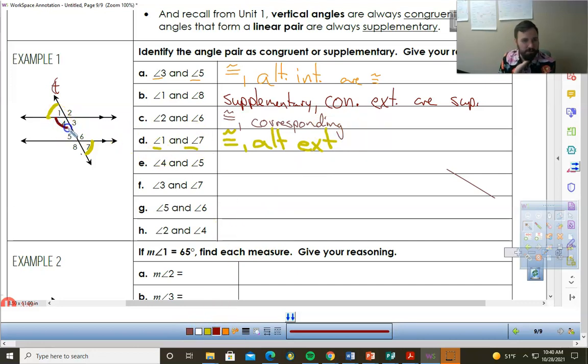Let's look at 4 and 5. These are on the same side. One's big and one's little. They don't look congruent. If they don't look congruent, they probably add to 180. So these are supplementary because they are consecutive or same side interior. They're in between the two parallel lines, and consecutive angles are always supplementary. They're consecutive interior angles, and we know consecutive interior angles are supplementary.